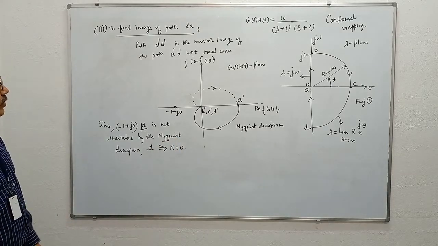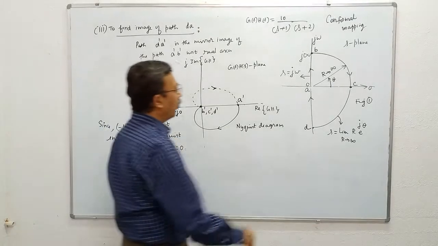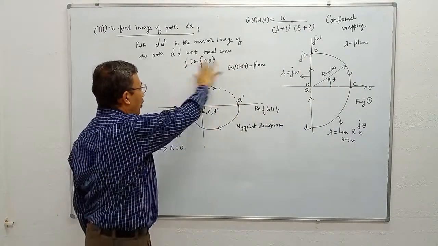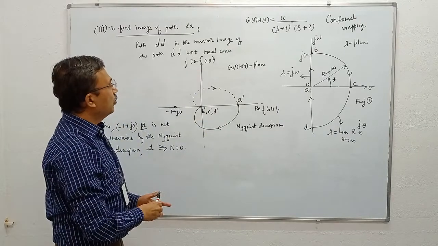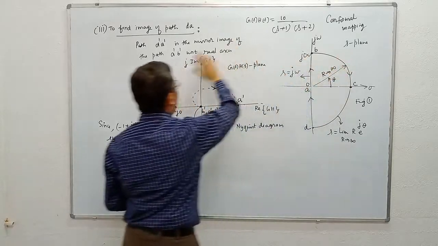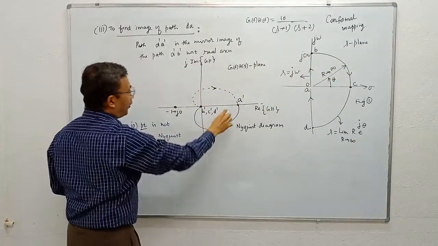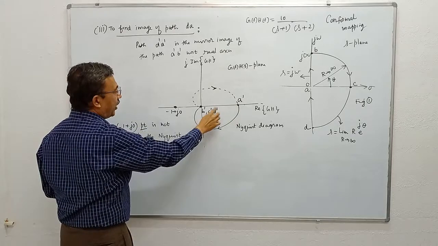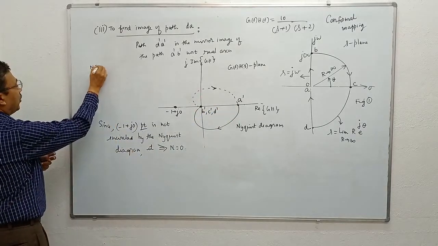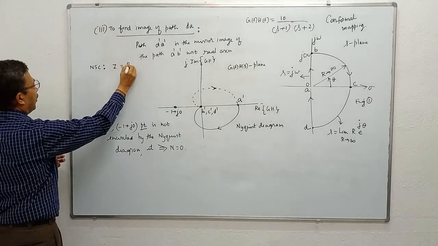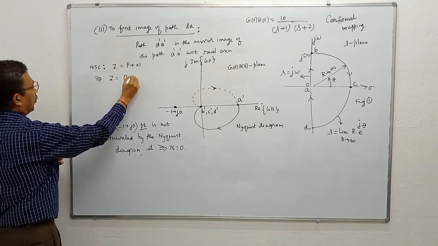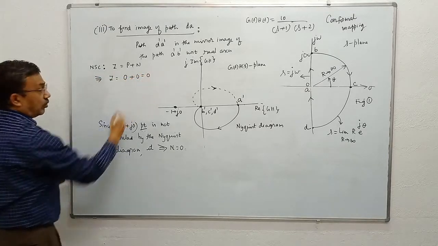To find N, we have to take the images of paths A, B, C, D, A and combine these images to draw what is called the Nyquist diagram. So the path A, B, C, D, A in the S plane is now mapped onto the G of S, H of S plane as the figure A dash, B dash, C dash, D dash, A dash. What is the Nyquist stability criterion? Z is equal to P plus N. What is P? 0. What is N? 0. Z is equal to 0.